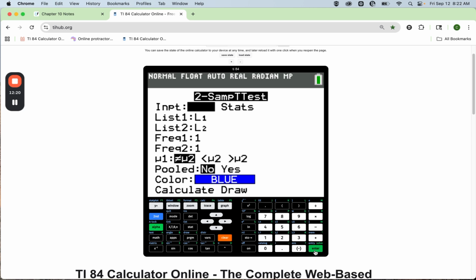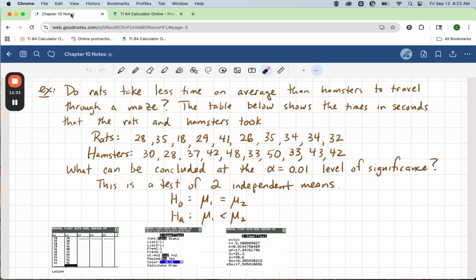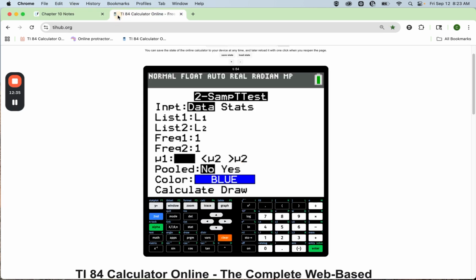2SAMP t-test. Here we go. I'm going to put data in then. Yeah, L1 is list 1. L2 is list 2. The frequency for each one is 1. Let's see. So my alternative was mu1 less than mu2. So I need that one again. And then down to calculate.